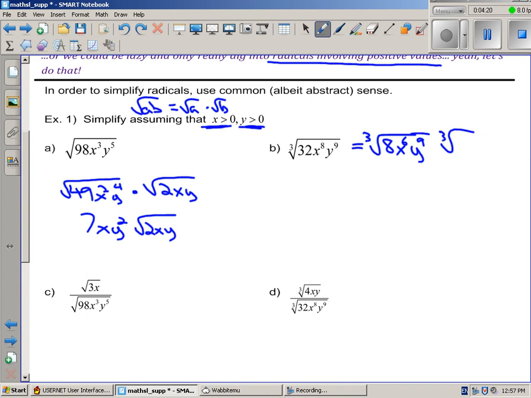What are our leftovers? We took out 8 from 32, so we took out a factor of 8. Leaves us with a factor of 4. We took out a factor of x to the 6th, so we're left with an x squared. And we took out all of the y's. So the cube root of 8 is 2. Cube root of x to the 6th is x squared. And we have y cubed. And we get times the cube root of 4x squared.